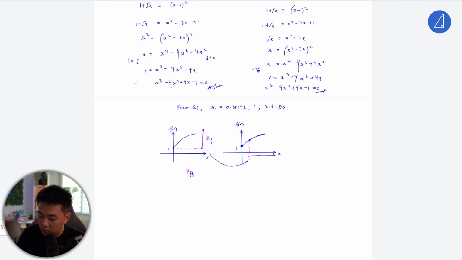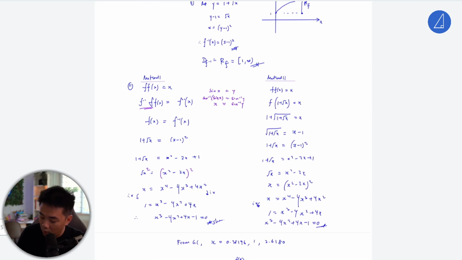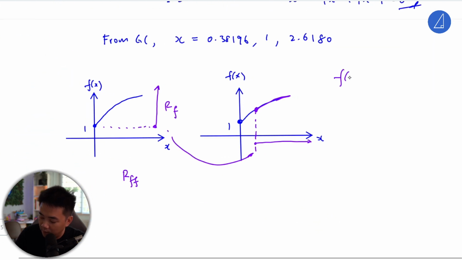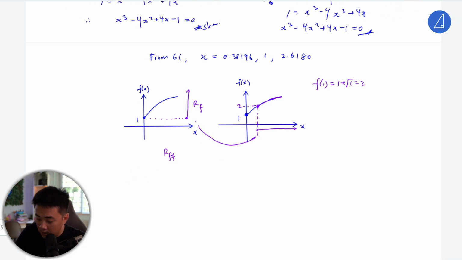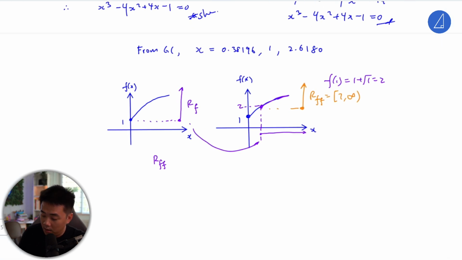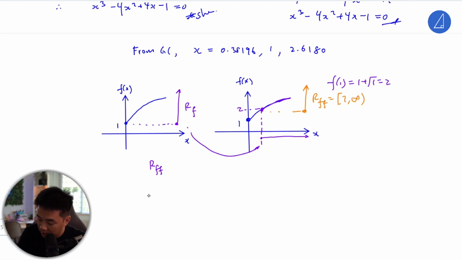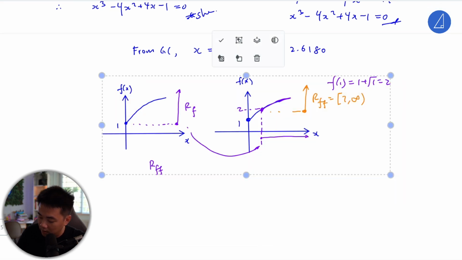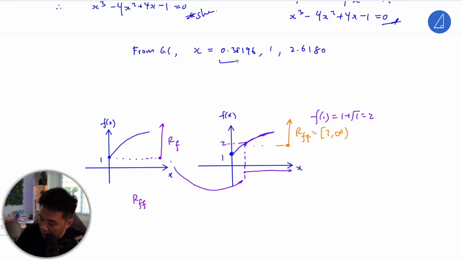So I substitute 1 into the original equation: 1 plus f(1), 1 plus root 1, which is 2. So this is 2, all right? Essentially, this will be the resultant range of ff. So this is the range of ff, inclusive of 2 towards infinity, right? So what we need to do is understand that x equals 1 is rejected, and we also reject 0.38, as the range of ff is 2 to infinity.